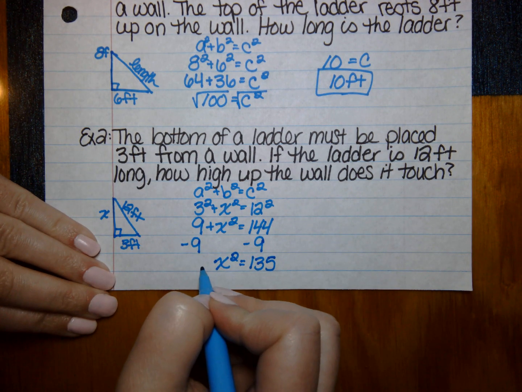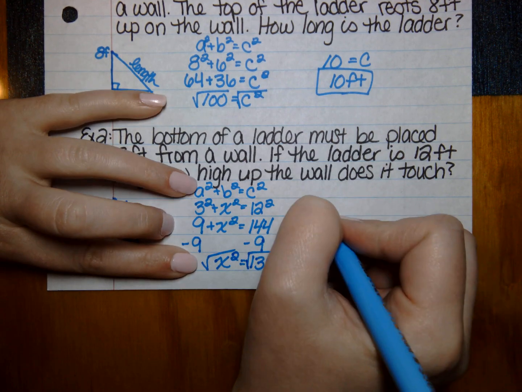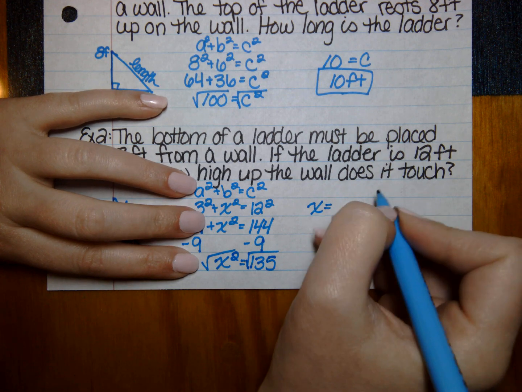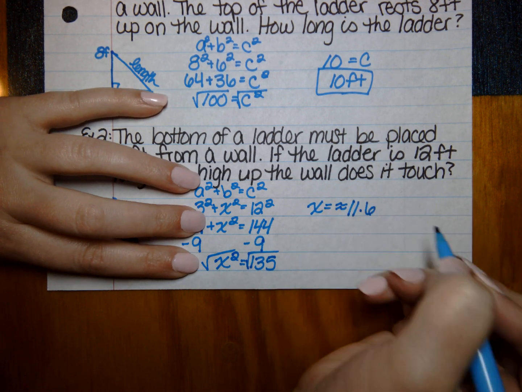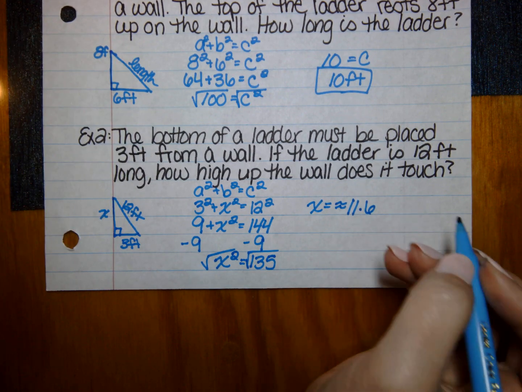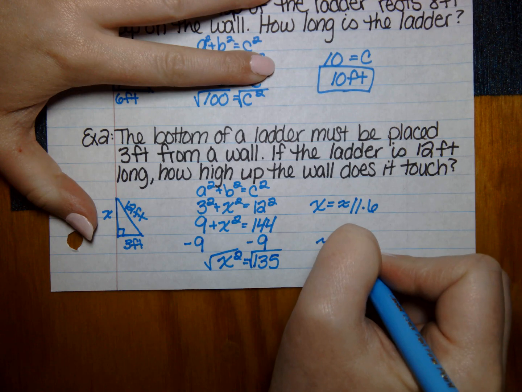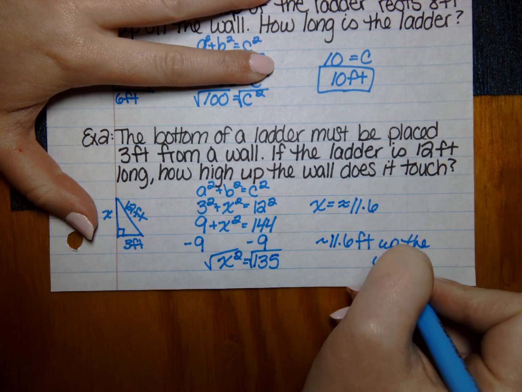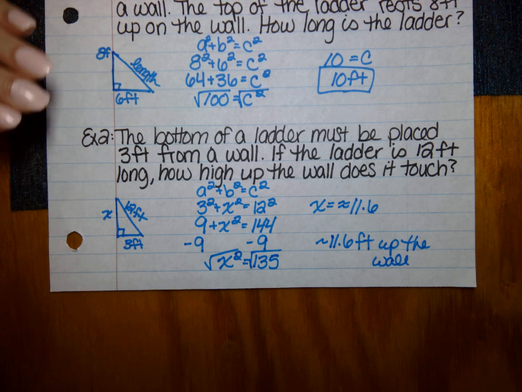Now, my final step is always going to be to square root both sides. So the square root of x squared is going to simply be x. The square root of 135 is going to be about 11.6. So it's going to reach about 11.6 feet up the wall. That's where the top of the ladder is going to come to rest.